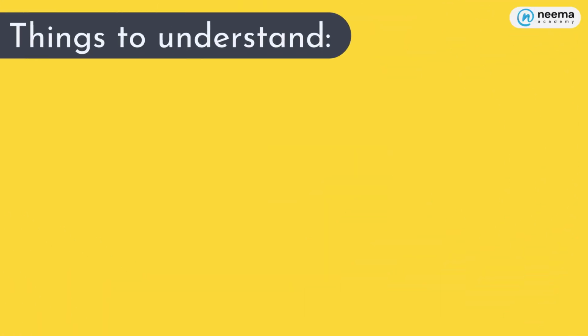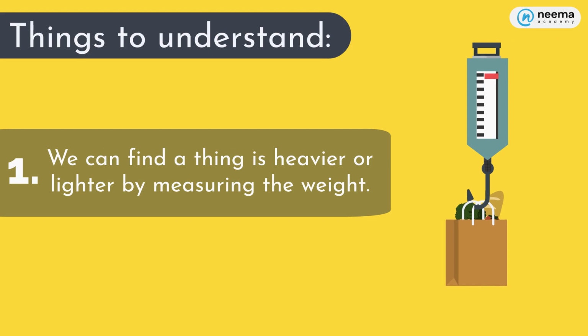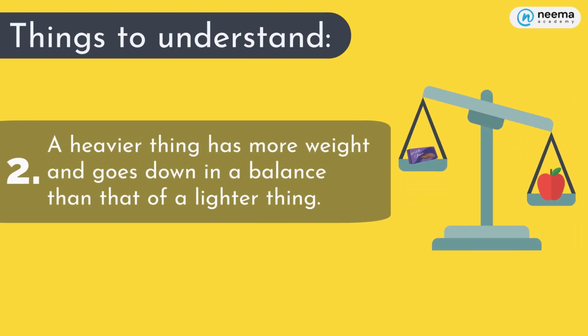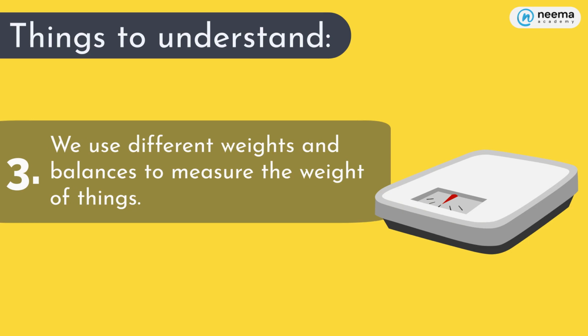Firstly, things to understand. Number 1, we can find a thing is heavier or lighter by measuring the weight. Number 2, a heavier thing has more weight and goes down in a balance than that of a lighter thing. Number 3, we use different weights and balances to measure the weight of things.